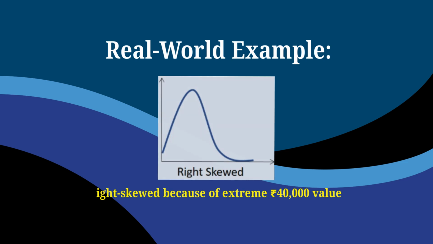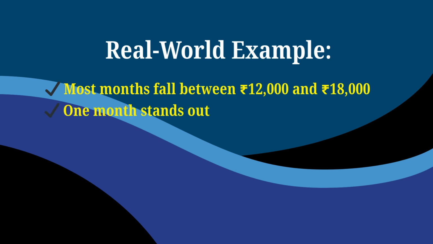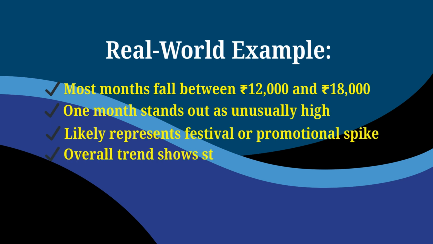And what insights did we get? Most months fall between 12,000 and 18,000. One month stands out as unusually high, likely representing a festival or promotional spike. Overall trends show steady growth over the year. With just descriptive statistics, we already understand the business story, seasonality, performance consistency, and potential opportunities.